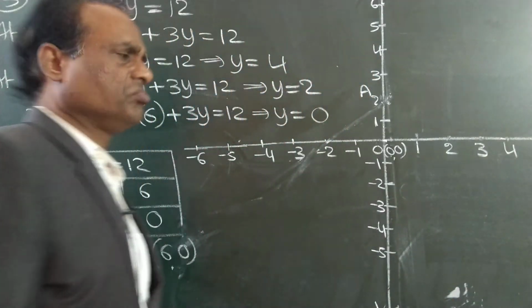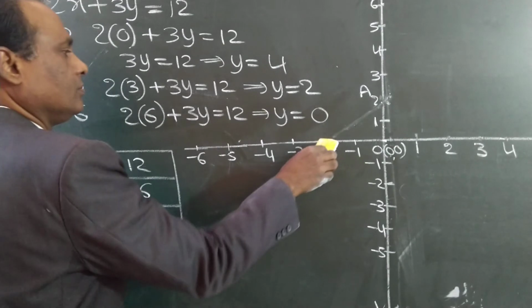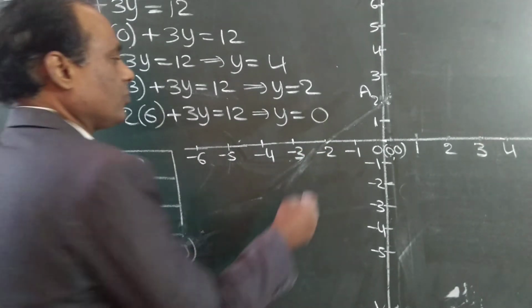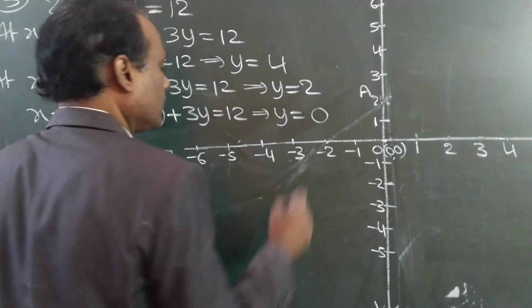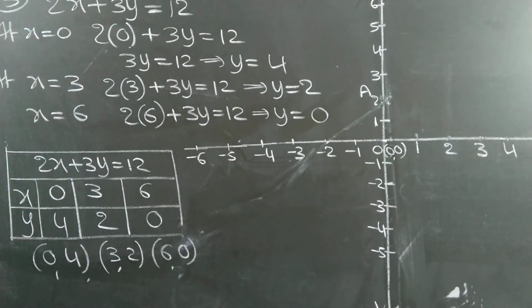Table is prepared. Plotting these points on the graph. Table is prepared and we got the points: A point, B point, C point.